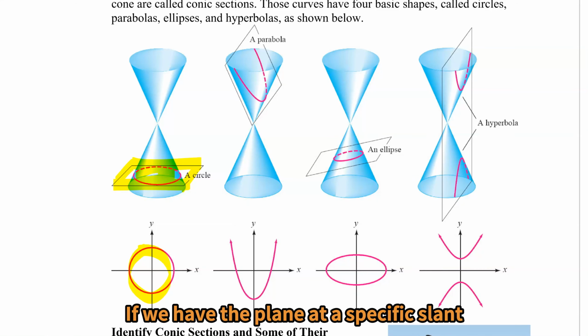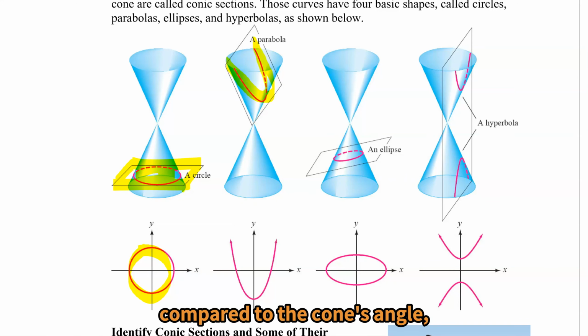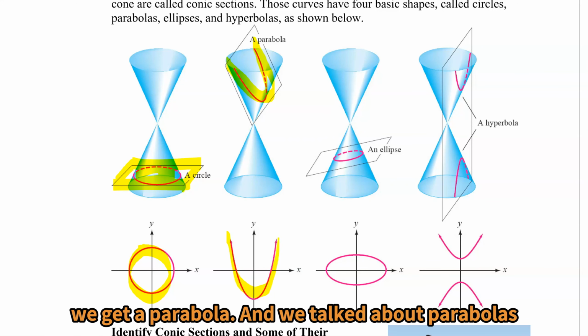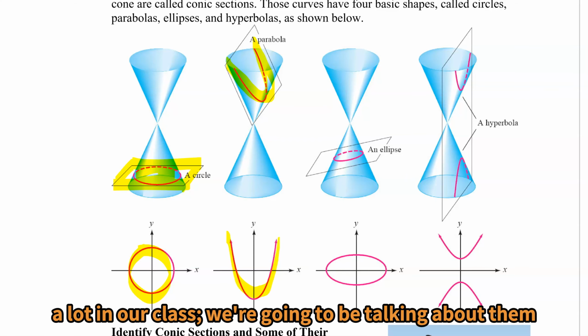If we have the plane at a specific slant compared to the cone's angle, we get a parabola, and we've talked about parabolas a lot in our class. We're going to be talking about them some more here.